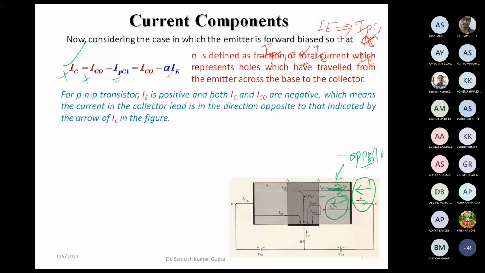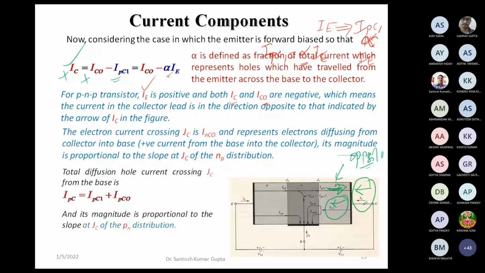So IE is positive and both IC and ICO are negative, which means the current in the collector lead is in the direction opposite to that indicated by the arrow. So these are just references, referencing directions which we see.